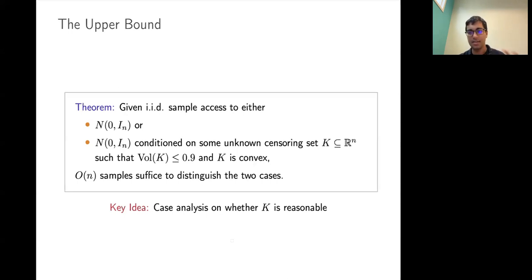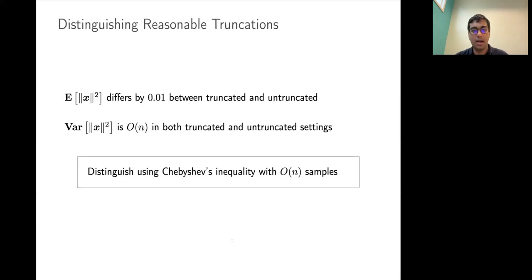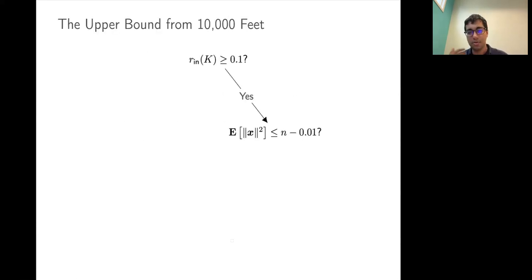You just consider two cases depending on whether K is reasonable or not. So let's set up a decision tree. If K is reasonable, or in other words, if it contains a ball of radius 1, we just do the thing we did earlier. We estimate the squared length of samples, and you distinguish using Chebyshev. So in other words, you're asking if this squared length of samples is at most n minus 0.001. And if it is the case, then you say that it's truncated.